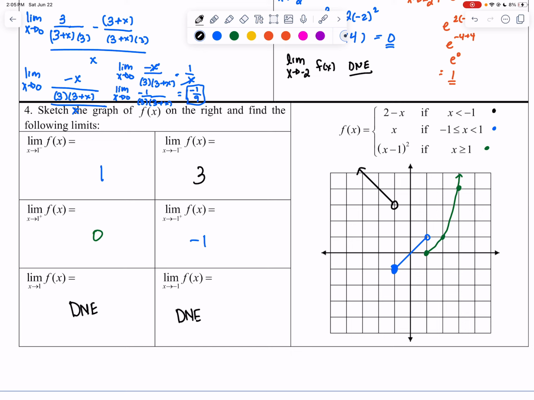All right, in the next video, we'll talk about trig limits, and then the squeeze theorem, and then limit laws.